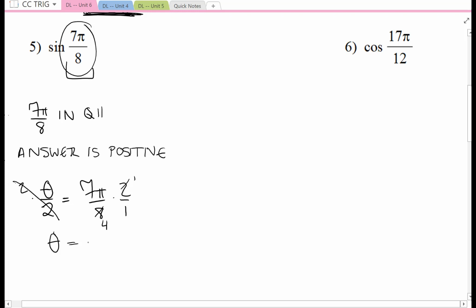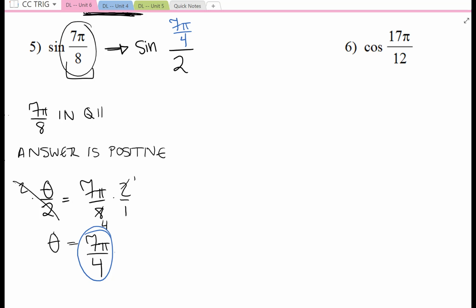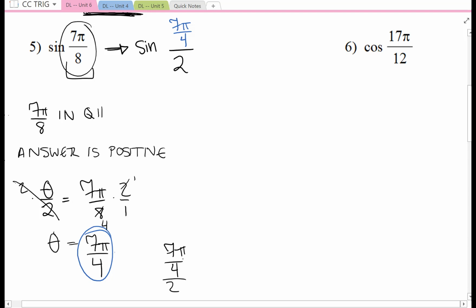Theta is equal to 7 pi over 4. This is the angle that you actually know values of. You know stuff from the unit circle for that. So we're going to rewrite sine of 7 pi over 8 as sine of 7 pi over 4 divided by 2. Now, is 7 pi over 4 divided by 2 equal to 7 pi over 8? Well, let's just check. 7 pi over 4 divided by 2 is the same as being multiplied by 1/2. So yeah, that is 7 pi over 8. We are correct.